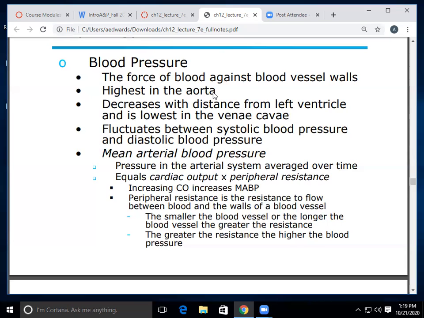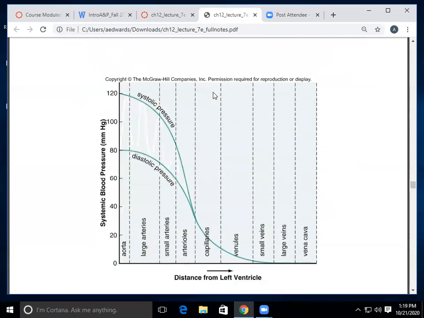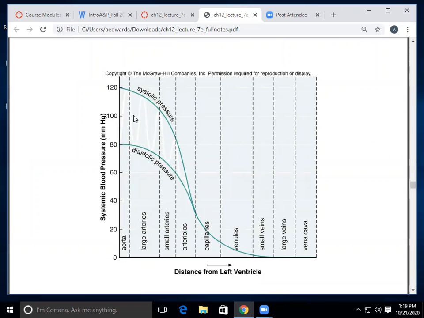So if you increase the cardiac output, you'll increase the mean arterial blood pressure. If you increase the resistance, you're also increasing the blood pressure, right? More resistance, more pressure. Right? So this shows you the change in blood pressure as you go away from the left ventricle. Again, highest at the aorta, lowest at the vena cava. You get a gap here in the arteries between systolic and diastolic, but that basically goes away in the veins because, again, you don't have much smooth muscle to be contracting in the veins.